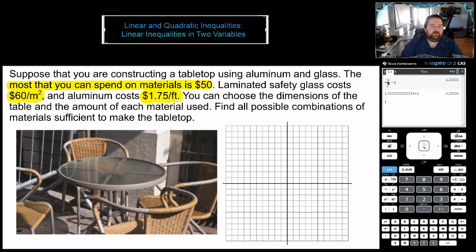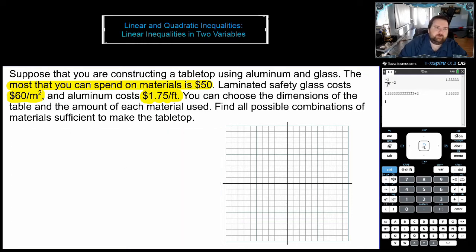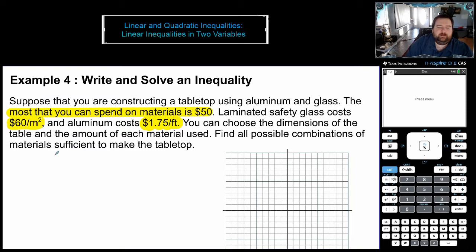Excellent. Okay, let's get started. So here's the tabletop that we're trying to make. I'm going to delete this so we can see it. I want some working room. All right, let's make an equation. We can't exceed spending $50, so we have to do less than or equal to $50.